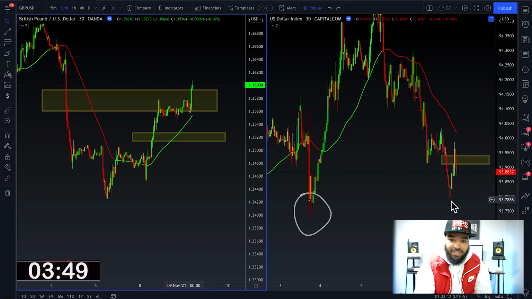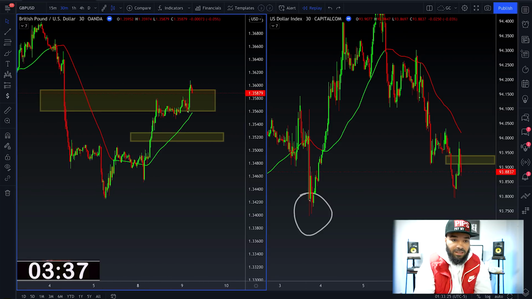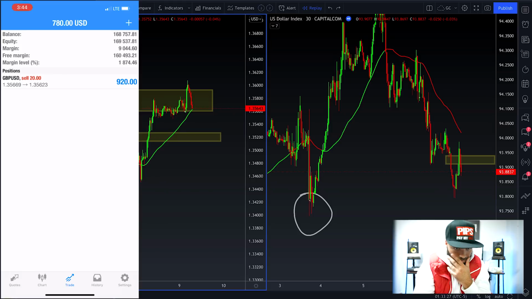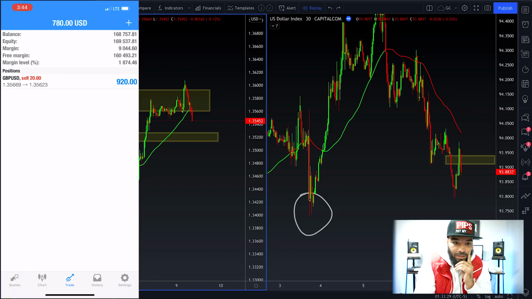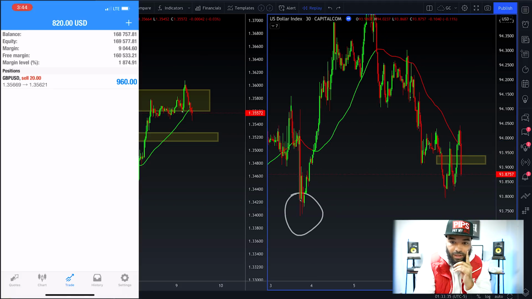The impulse leg is so little. The pullback is just as big as the impulse move. So I just let the stop hunts happen. All right, broke the golden zone barely. And then I took a sell. I took a sell because of what I saw on the Dixie. Right there, boom.